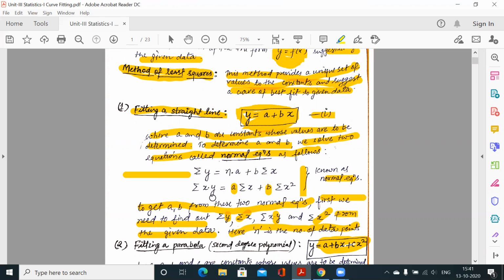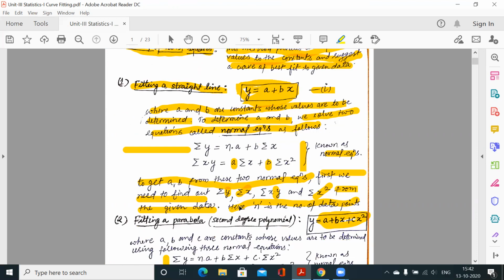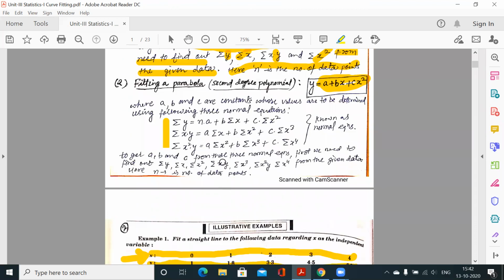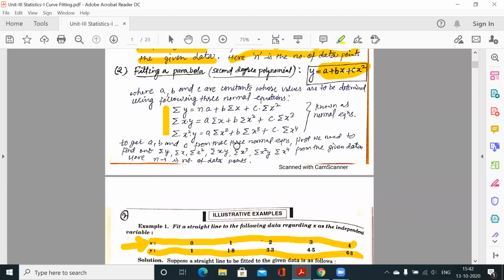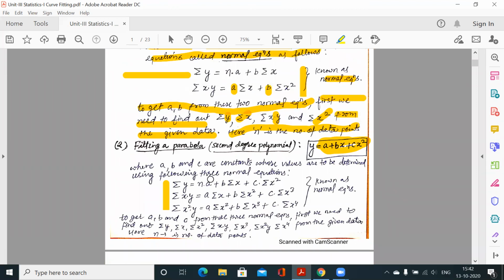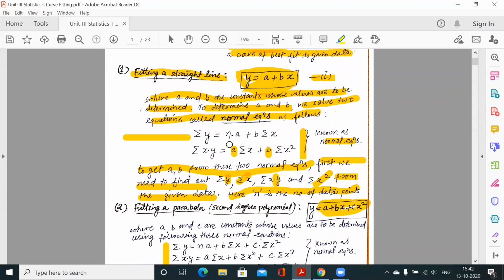Because in your external exam pattern, you are asked short answer questions, the 2 marks questions. In that 2 mark question, the examiner can ask for the normal equation. Like, write the normal equation in case of a straight line, write the normal equation in case of a parabola or second degree polynomial, or in the exponential case. These questions may be asked in the exam. So you have to remember the normal equations.